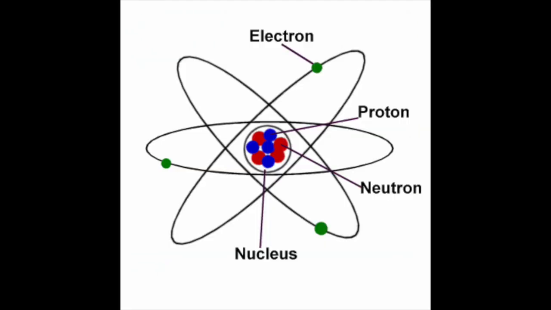Electrons are extremely tiny, fast, negatively charged particles that orbit around the outside of the nucleus. Electrons are so tiny that they have a negligible mass, close enough to 0.